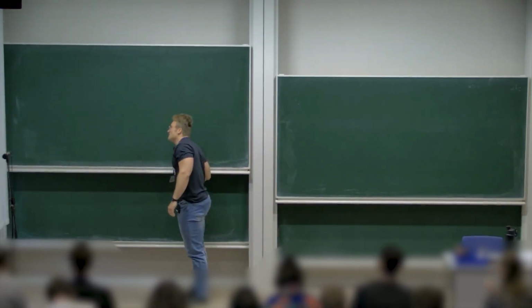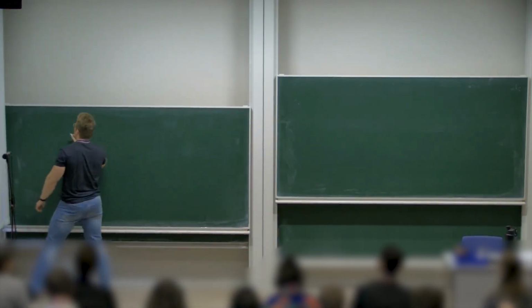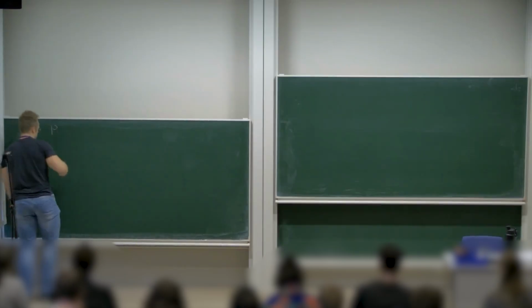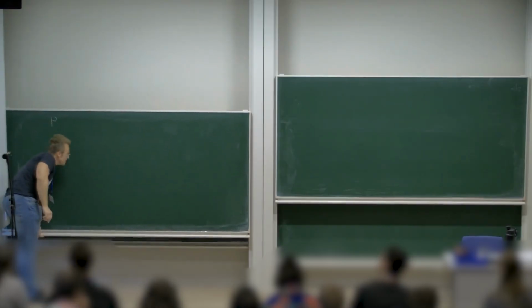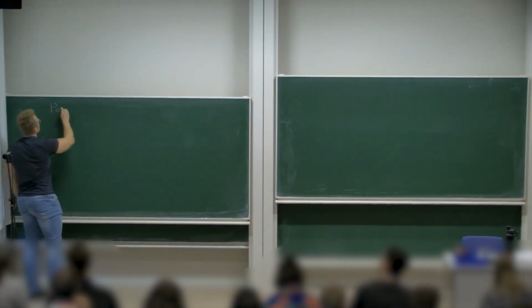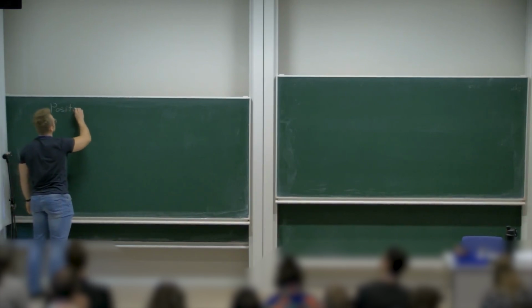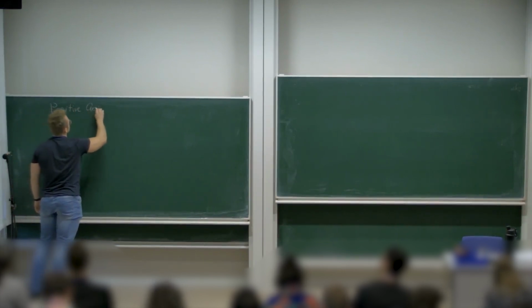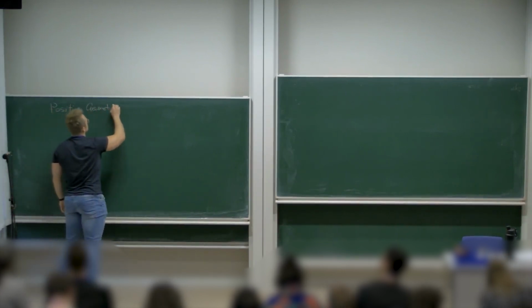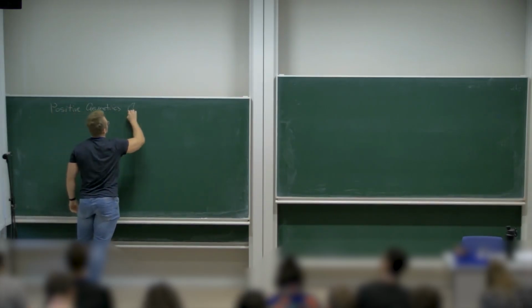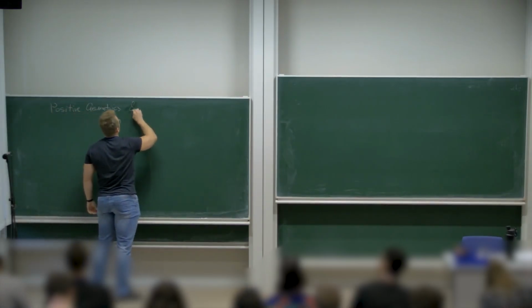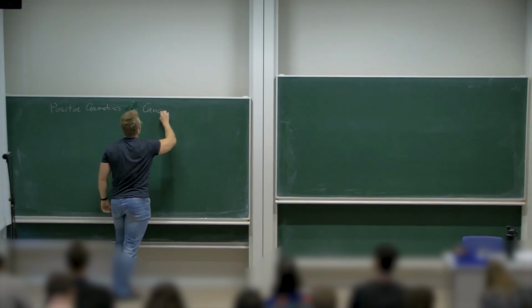So I'm supposed to tell you about positive geometries and canonical forms. Let me know if it's too low, by the way.